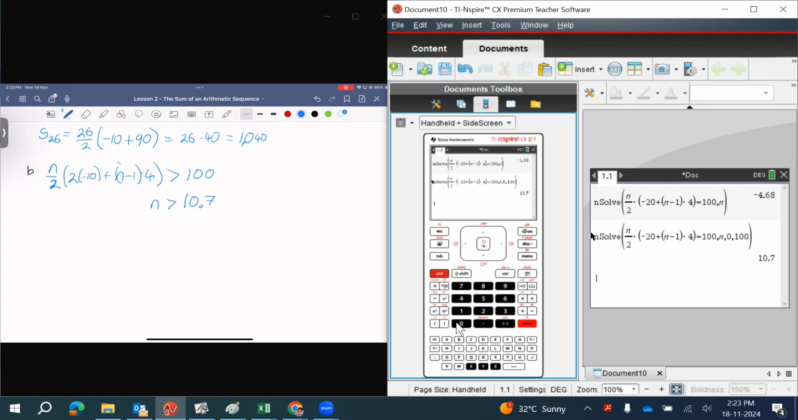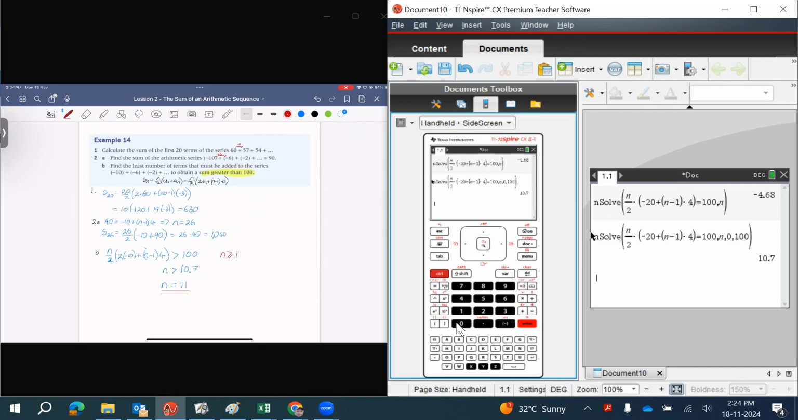Now n can't be 10.7. It has to be a whole number. So it's going to give us n is equal to 11. On nsolve on this one, we can see that my first answer was n is equal to minus 4.68, because if you remember, nsolve always gives you the answer closest to 0, but they can't be negative for this one, so you have to put in your bounds and say look between 0 and 100, because we know that n has to be greater than or equal to 1 for an arithmetic sequence.